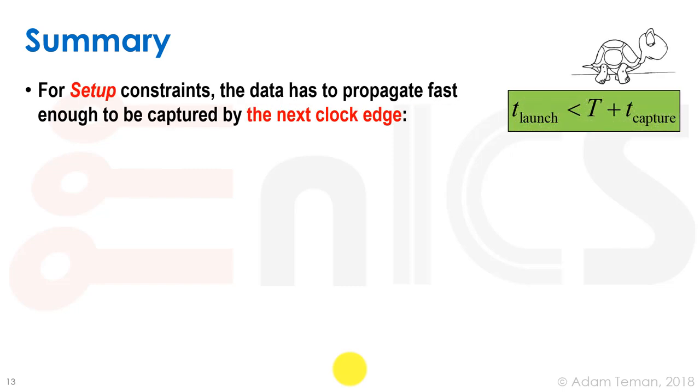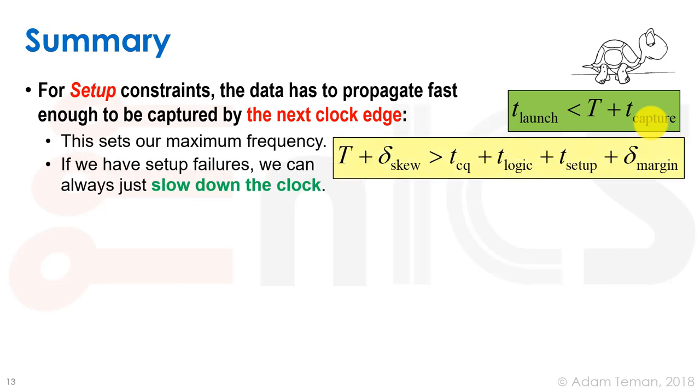For setup constraints, the data has to propagate fast enough to be captured by the next clock edge. Remember, we're looking at the slowest possible thing that our data could be. So T launch is really, really slow. It becomes very big, and we have to make sure that it's smaller than the clock cycle plus whatever the capture that is affected by delta skew. This sets our maximum frequency, and if we have setup failures, we can always slow down the clock.